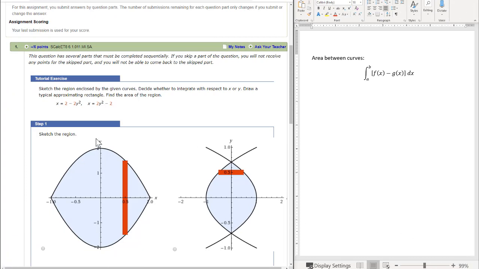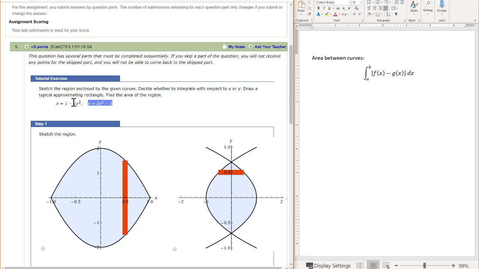Let's do a lab assignment, problem number 1 from section 6.1. It says to sketch the region enclosed by the given curves, decide whether to integrate with respect to x or y, draw a typical approximating rectangle, and find the area. The region is bounded by x = 2 - 2y squared, and x = 2y squared - 2.